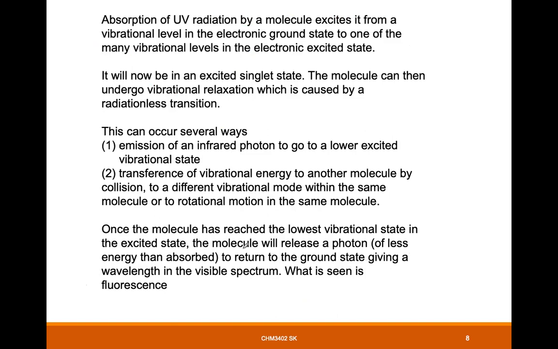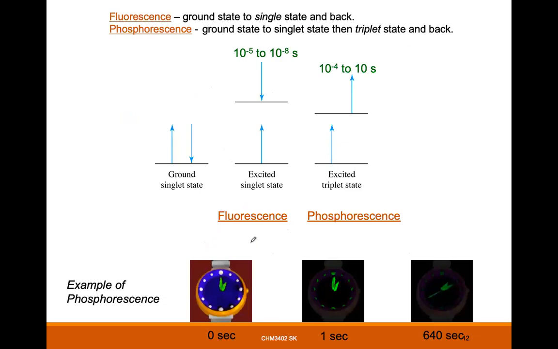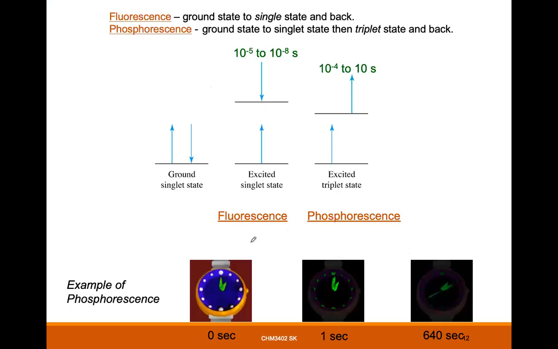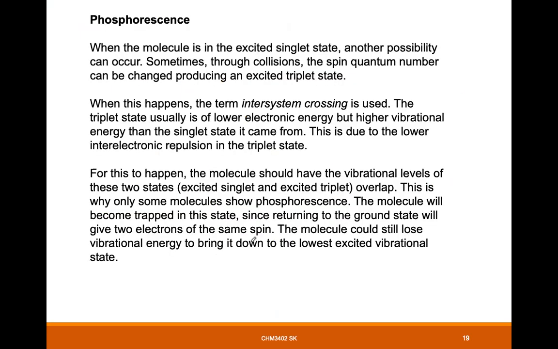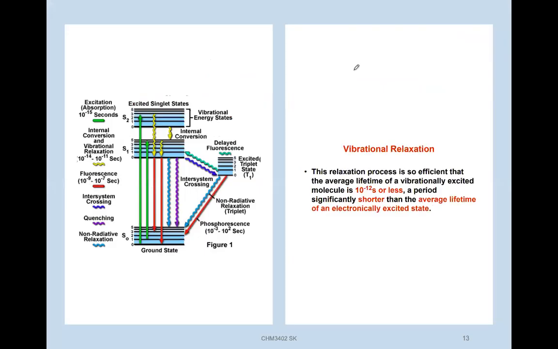So what's the difference between phosphorescence and fluorescence? We have this explanation here. When the molecule is in the excited singlet state, another possibility is that through collision the spin quantum number can be changed, producing an excited triplet state. So the biggest difference between fluorescence and phosphorescence is the change in the spin number.